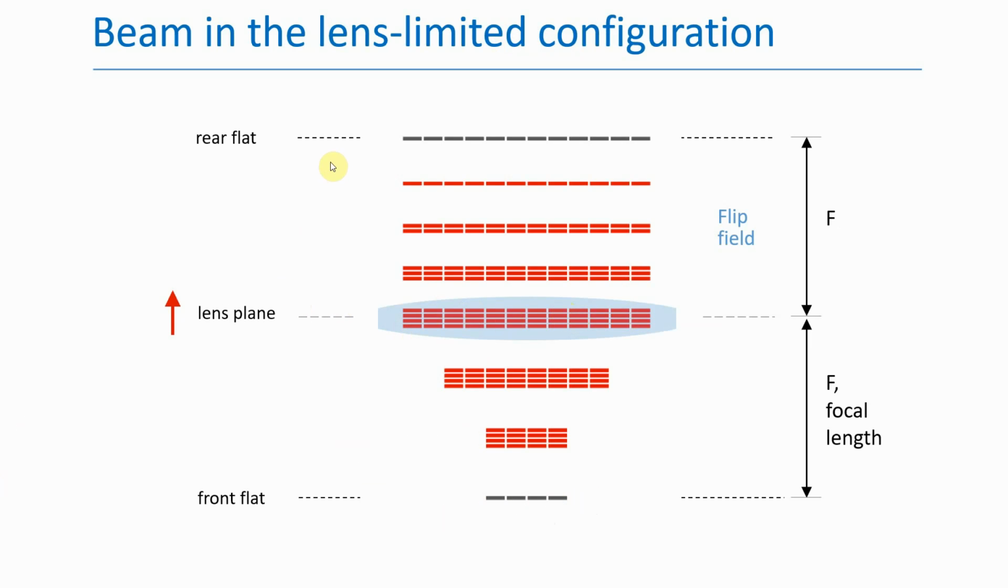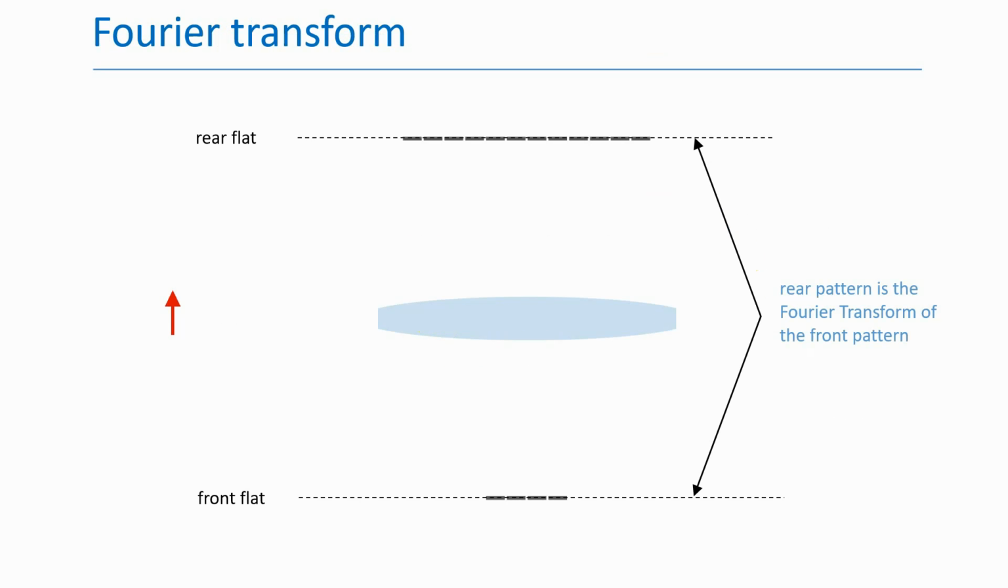The second mode is inverted front-back from the first one. Its flat is at the rear focal plane, and its far limit is also at the lens plane. The region behind the lens is called the flip field. A truly remarkable fact about this arrangement is that the pattern at the rear flat is the Fourier transform of the pattern at the front flat. The entire field of Fourier optics is based on this one fact.